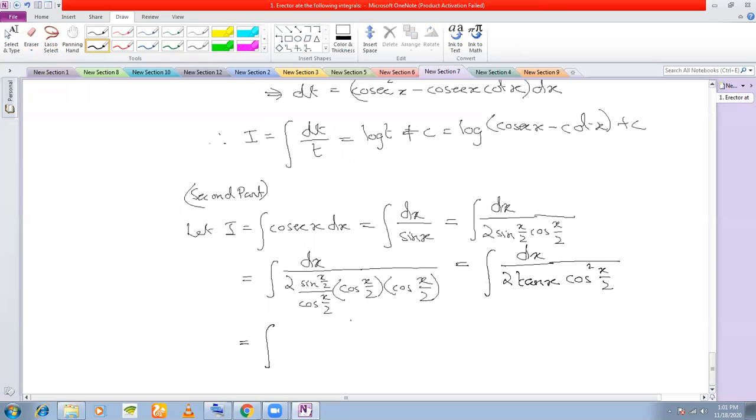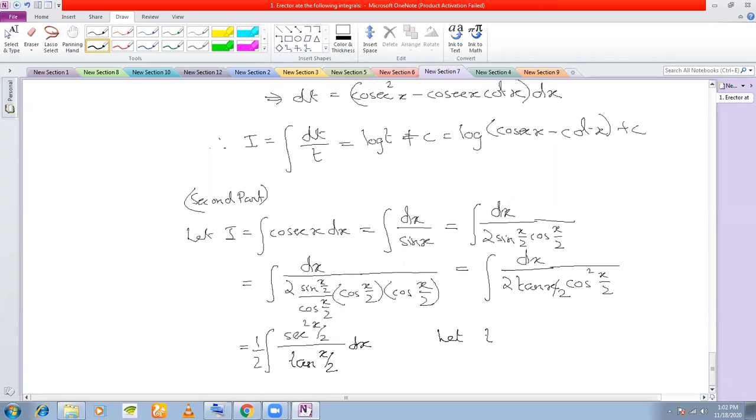Now half you can take out of the integration because it is a constant. Before writing dx, see that you have a cos square x by 2 in the denominator. If I take it in the numerator, I can write this as sec square x by 2, and in the denominator I write tan x by 2. Now see, what is the derivative of tan x by 2? It is half sec square x by 2, right or wrong?